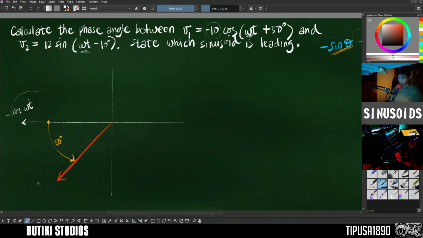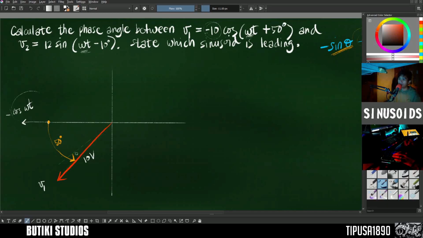So now, this is your V1 from there. And the length of our red vector here is 10. But since this is volts, it is 10 volts. So we don't say negative 10 volts. If you see negative 10 there, there is also a negative 10 here. We no longer account for the negative 10 because the negative is already accounted for in our quadrant. From that quadrant of negative cosine, there we start counting the phase angle. It is plus 50, going that way. And then we go to our sine, and then the magnitude.